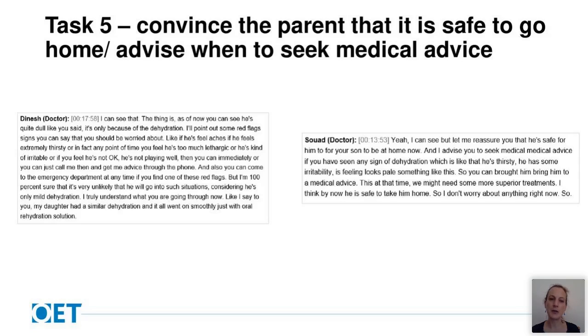And again, he used his experience as a dad to convince the parent it was safe to go home. Now, I wouldn't encourage you to do that every time. But if it is appropriate to the situation that you're discussing, it is certainly something that you can do for the role play. The doctor on the right also mentioned a couple of reasons when medical treatment should be sought and provided more reassurance about the parent going home. So this was okay, but as some of you picked out, perhaps not quite as fluent as the doctor on the left.